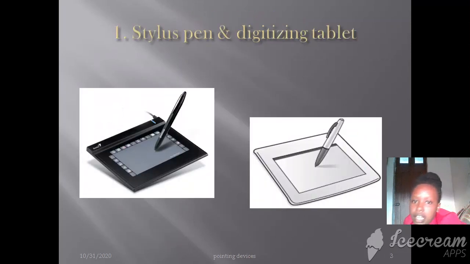Starting off with the stylus pen and the digitizing tablet. So we have two diagrams on our screen. We have the stylus pen and then the digitizing tablet. So what you see on the screen as the pen is what we call the stylus pen, and then the digitizing tablet is where you're supposed to write using the stylus pen. So the stylus pen is used for writing on the digitizing tablet.